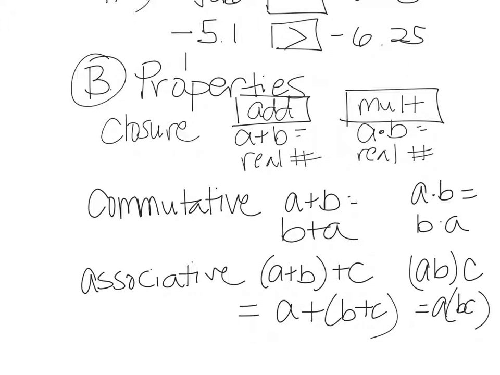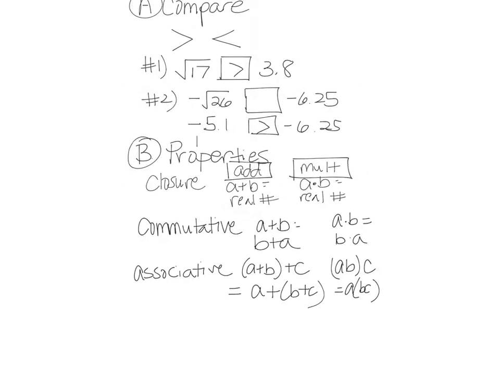Are these familiar to you at all? A little bit? Okay. They try and trick you, though. I'm going to try and trick you in just a minute. Because you think, oh, associative has parentheses and commutative does not. But that's not necessarily true. Okay. All right, a couple more.